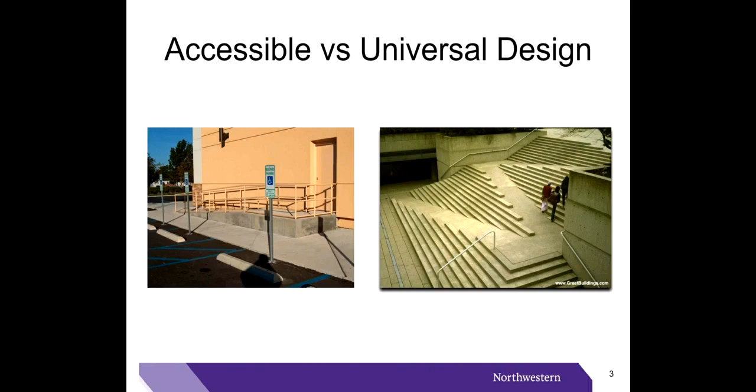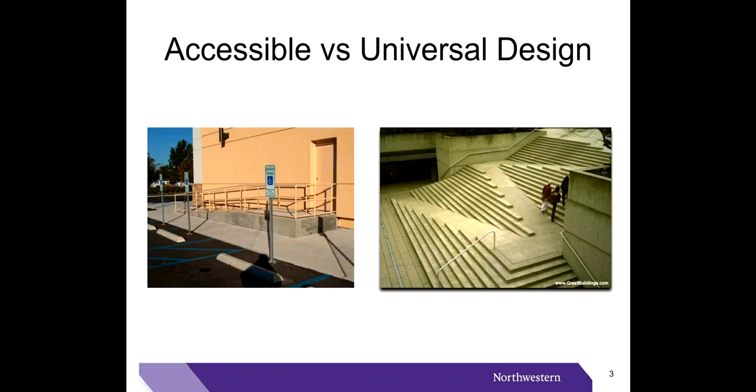Now let's look at the second picture, which I believe is an entrance to a courthouse in Vancouver. This is an example of a universally designed entrance to a building, where the needs of many were considered and designed into the original plans of the building. There are options to get to the entrance that include stairs, a ramp, and handrails along different paths. Users have a choice of how to enter the building.